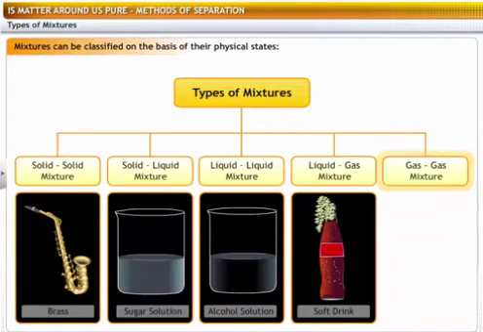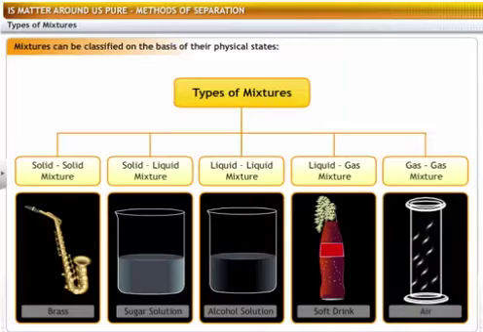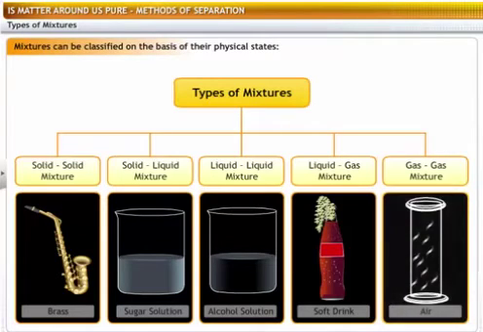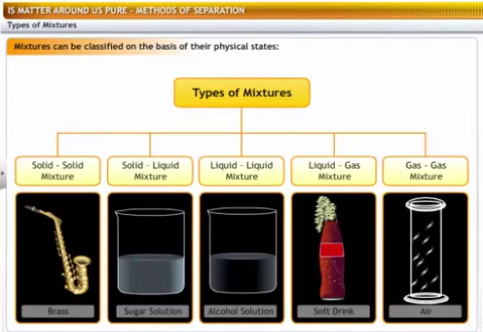Gas mixture. Air forms a gas in gas mixture as it is a solution of gases like oxygen, argon, nitrogen, and carbon dioxide. If you are provided with a sample of a mixture and asked to separate the constituents, you first need to figure out the type of the mixture.